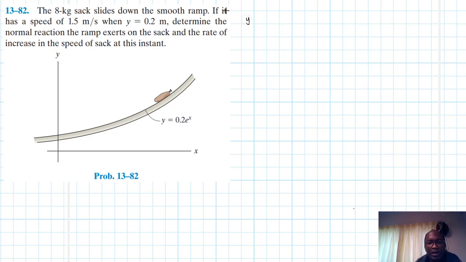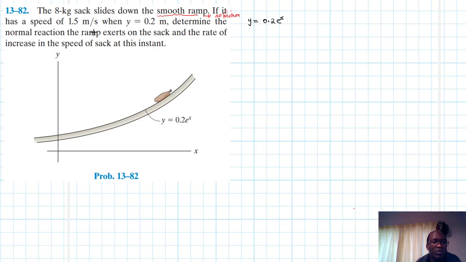So we have y equal to 0.2e to the x, okay? And we've been told that this sack slides down the smooth ramp, and by smooth we mean no friction.